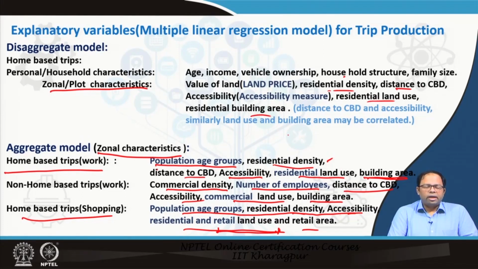So, these are the variables which could also be playing a role in determining the total number of trips produced by a particular socioeconomic group in an area. So, this could be the household level prediction model based on household characteristics and zone level characteristics, and this could be a prediction model based only on zone characteristics.